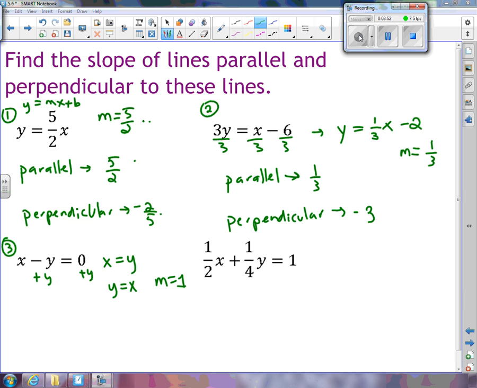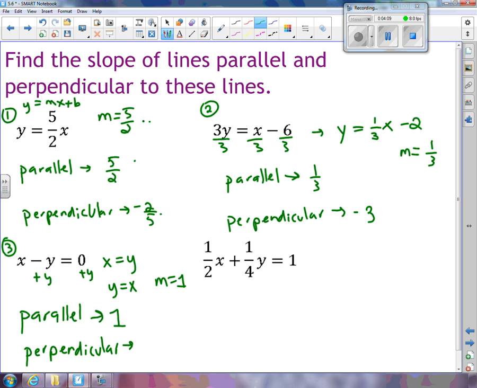So now that I know that the slope is 1, the slope of a line that's parallel to it, hopefully you realize now, is also just going to be 1. The slope of a line perpendicular to it is going to be the opposite reciprocal. The reciprocal of 1 is just 1. To make it the opposite reciprocal, I just change the sign. I add a negative. So now let's try one more example here.